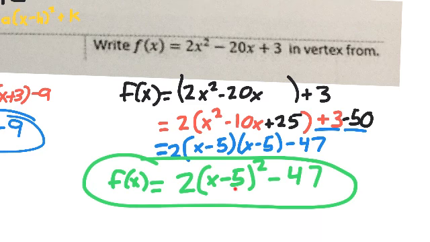Which means, again, the graph is shifted to the right 5. We shifted down by 47, and then we stretched it vertically by 2. So it's going to be a taller, skinnier graph than the original.